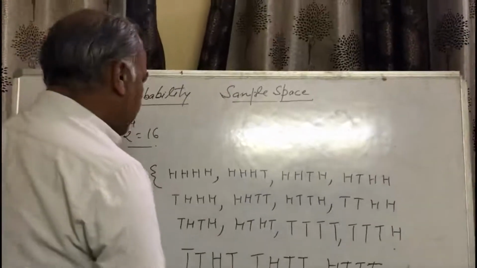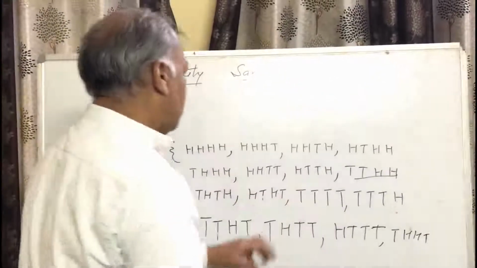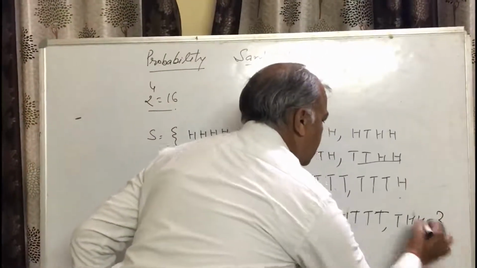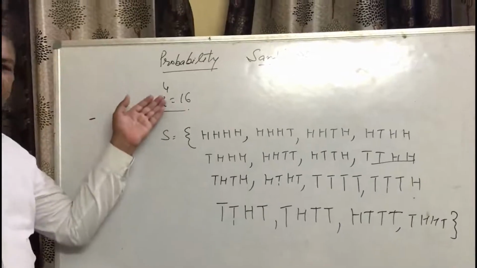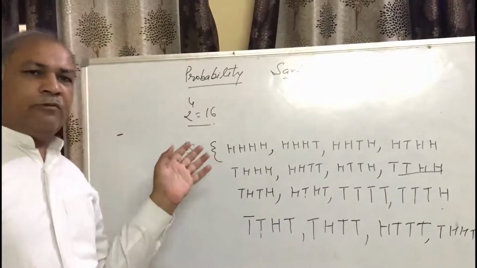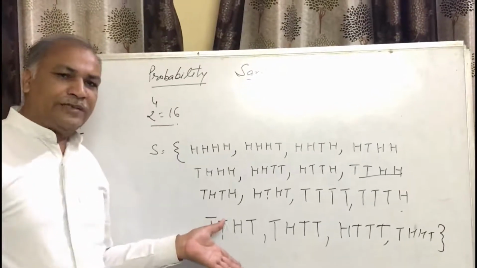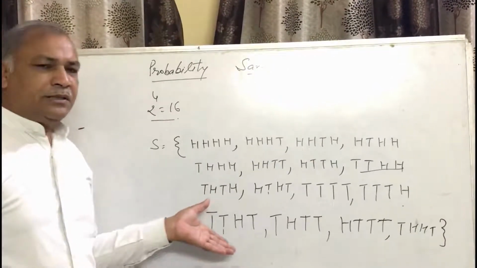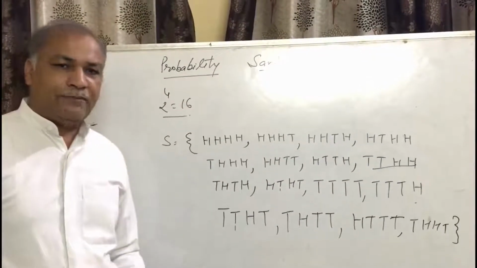Then that will be tail, head, head, tail. This element is not written. Hence these are the 16 elements of the sample space when we toss the coin 4 times. You write yourself at home once again and try this. This is a very good example of the sample space of tossing the coin 4 times.